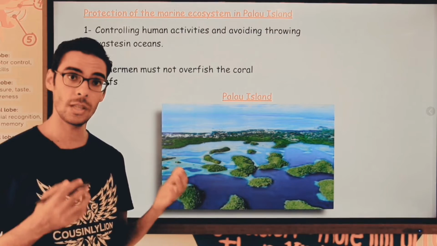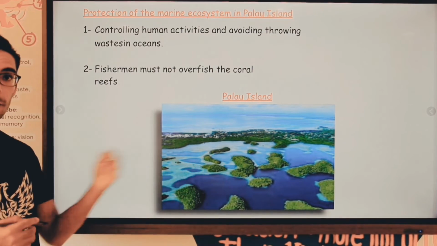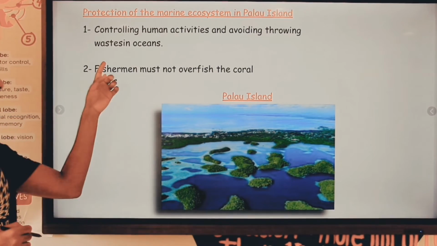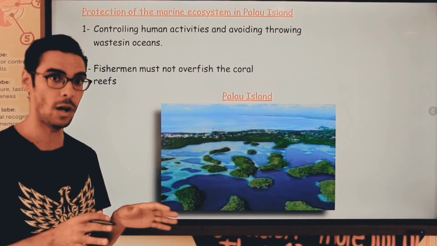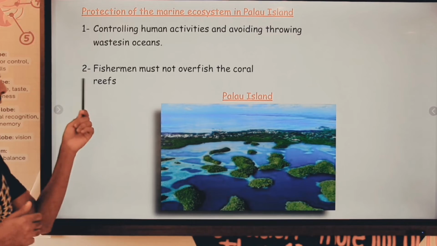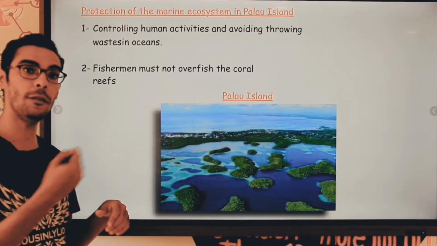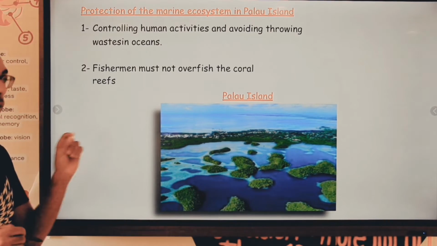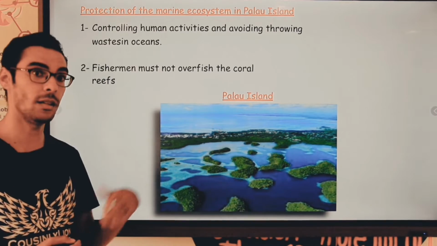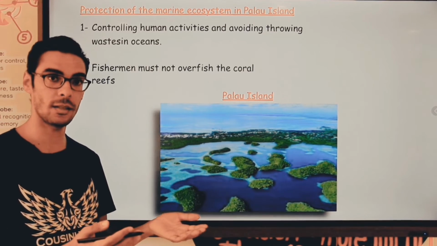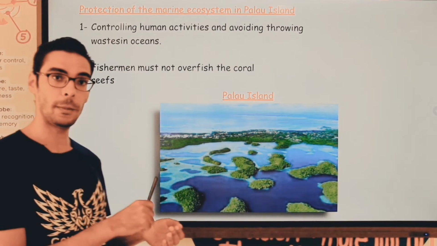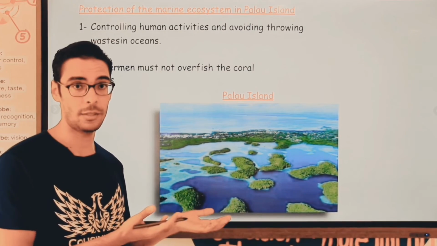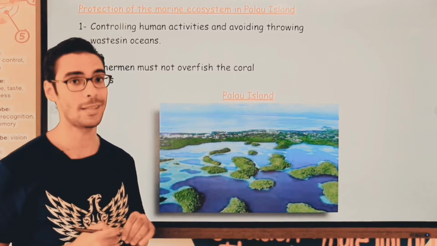But they decided to set rules to protect their environment. The first rule was controlling the human activities, avoiding throwing plastics in water. The second one was preventing fishermen from overhunting on this island. So they controlled human activities, they stopped throwing wasted materials in water, and they also stopped the overhunting. That was their plan, to restore the balance in their ecosystem one more time, and they passed this exam successfully.